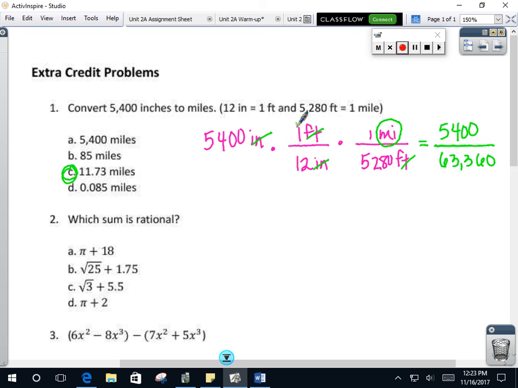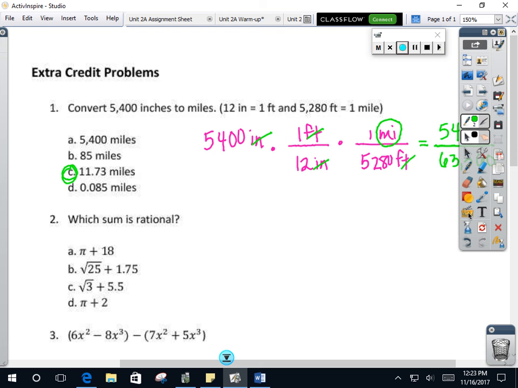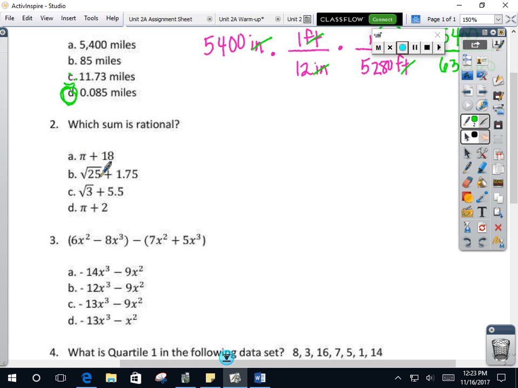Well, okay, that's what I was about to ask. Does anybody remember what it means to be rational? It can be turned into a decimal. Okay, whoa. I knew that was not right. I just divided it. It's D. So that's why I just worked it out. 5,400 divided by 63,360 is D, 0.085 miles. Right. Rational, the first 5 letters are ratio, which is a fraction. So you want to know which of these can become a fraction. So we're going to type them in and see if they'll become a fraction.